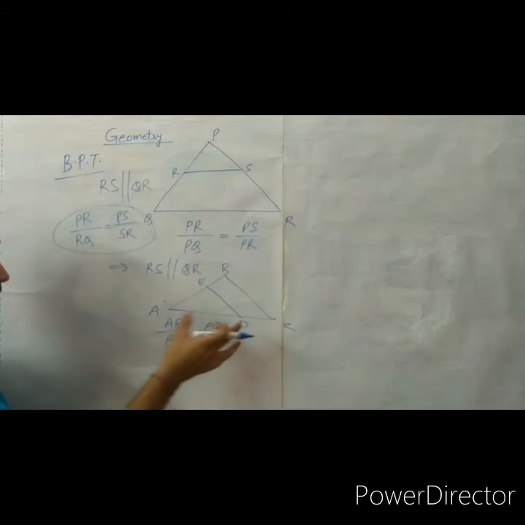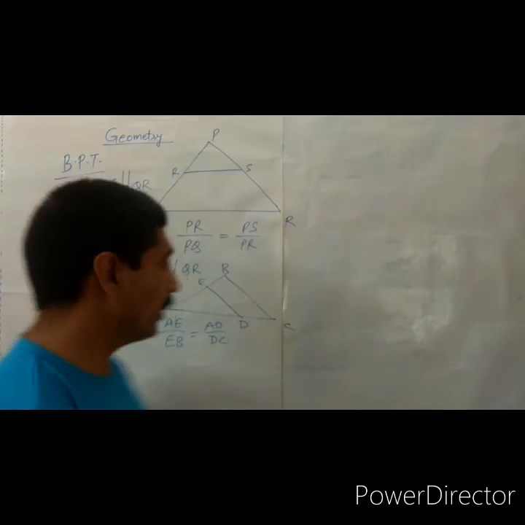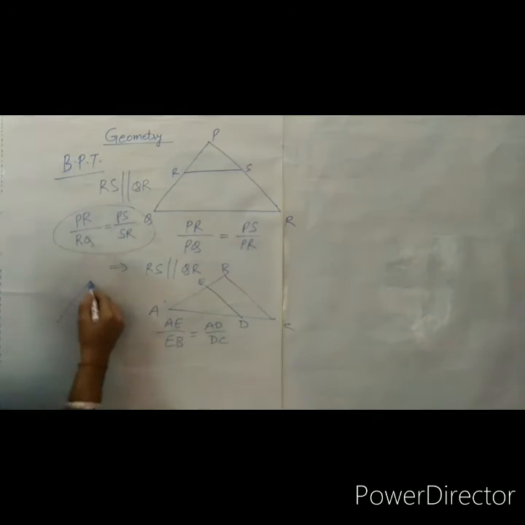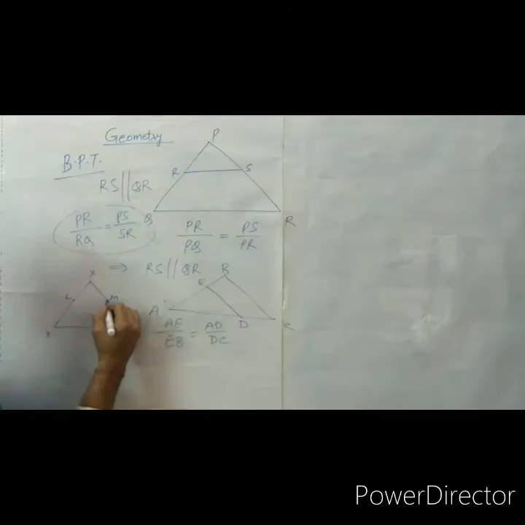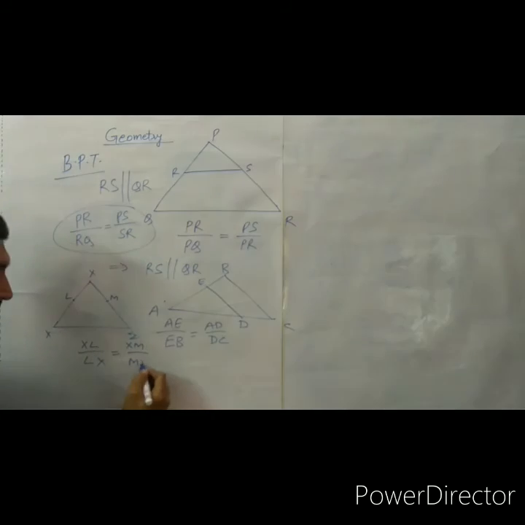Now the converse: if a triangle is XYZ, and if there are 2 points, let these points be L and M, such that XL upon LY is equal to XM upon MZ. If it is given, then confirmed.